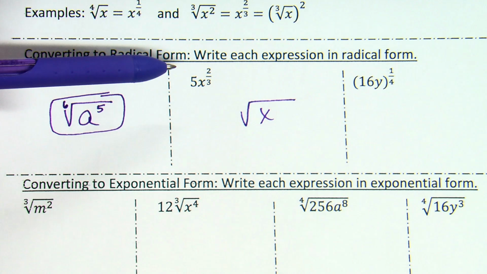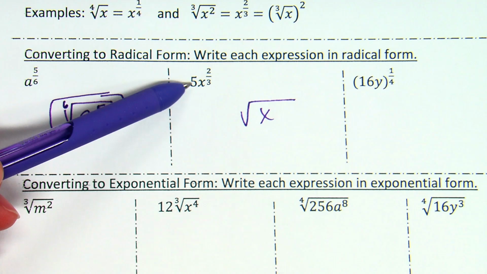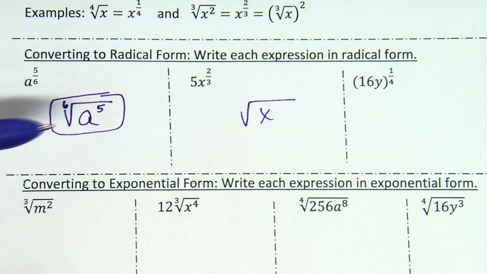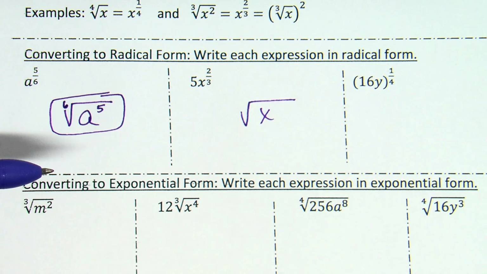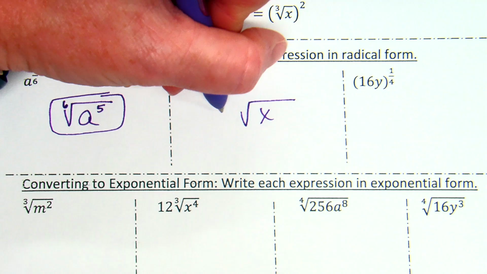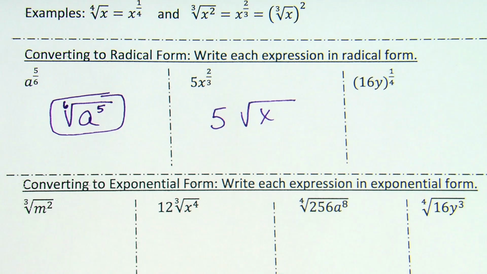Okay. 5x to the 2/3. So x is going under the radical. What's that mean about this 5? What do I do with that? I thought that we were going to put it on the top of the radical. That'd be wrong. It's just going to go out front of the radical. Because it doesn't have a power, we're just going to put the 5 out front. It's going to be 5 times whatever this radical is.